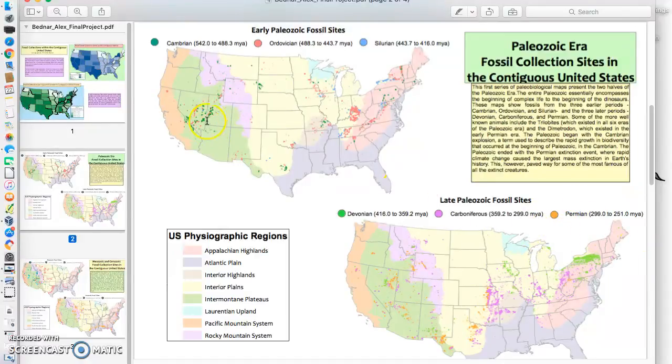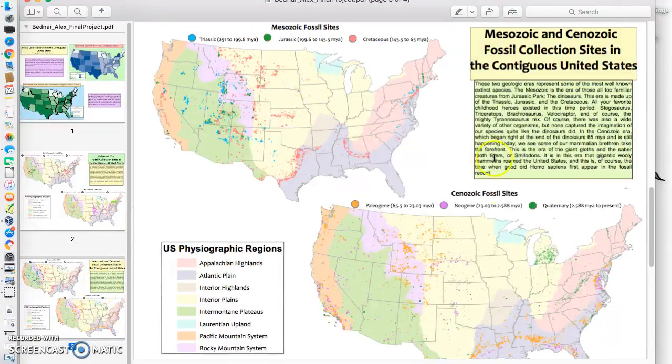As I mentioned before, each of the regions are mapped out by color on here. Each dot represents a fossil collection site with latitude and longitude data. The time frames of all the regions are on the maps, as well as a legend that includes the U.S. physiogeographic regions. The Mesozoic and Cenozoic eras, which occur after the Paleozoic, are also mapped.